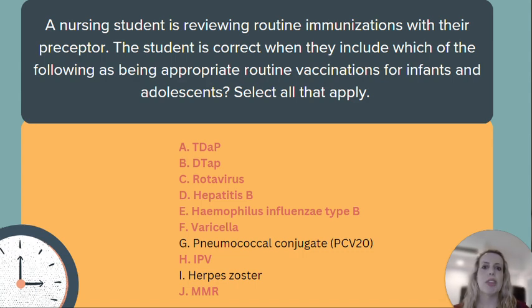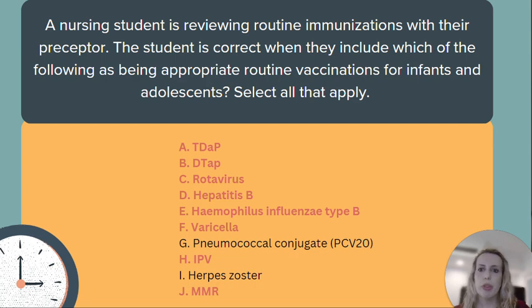A good way to remember the difference between DTaP and Tdap is that Tdap is only for clients older than 7 years of age, and our adolescent clients, of course. I want you all to think of that T in Tdap standing for tall, meaning our older children. So what makes these different from each other? The Tdap is used to just boost immunity.